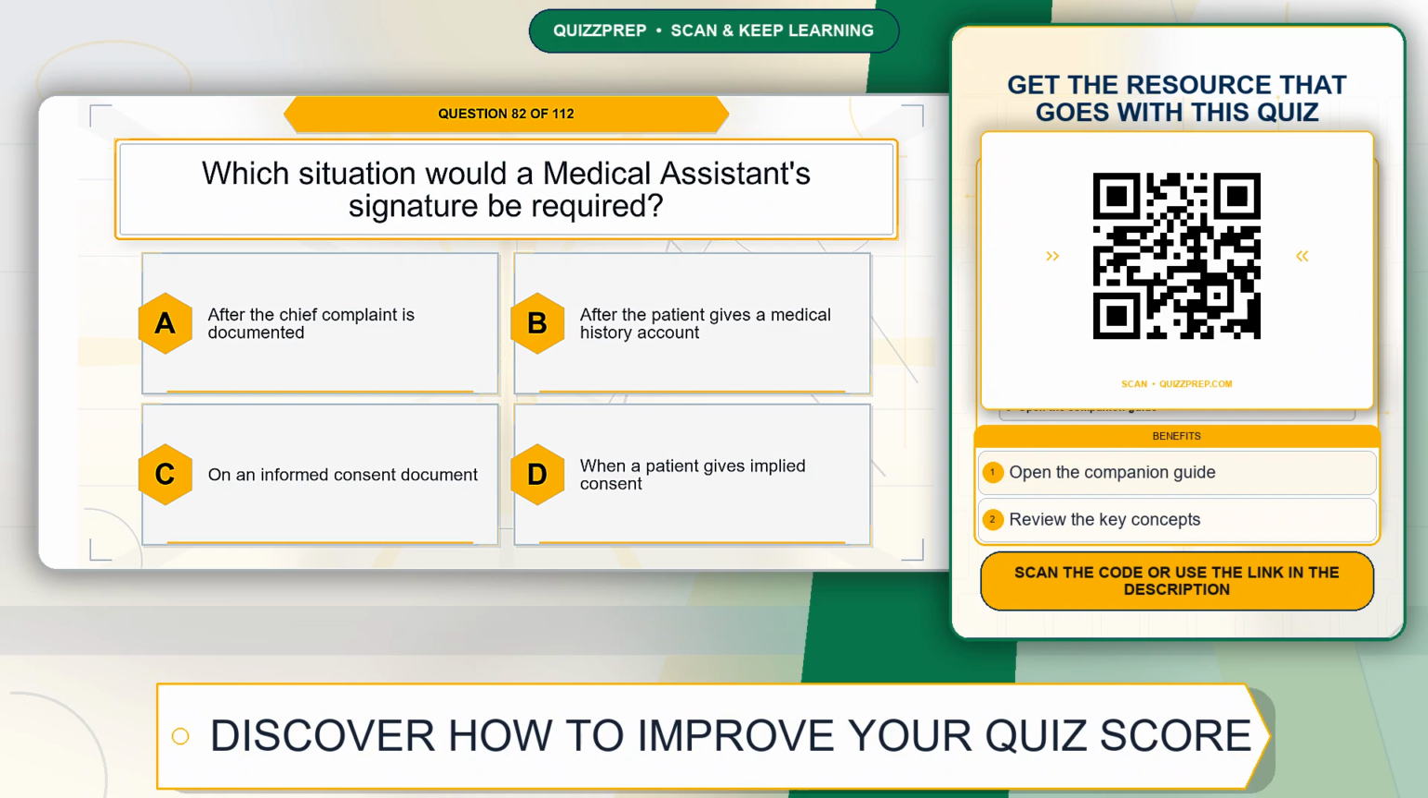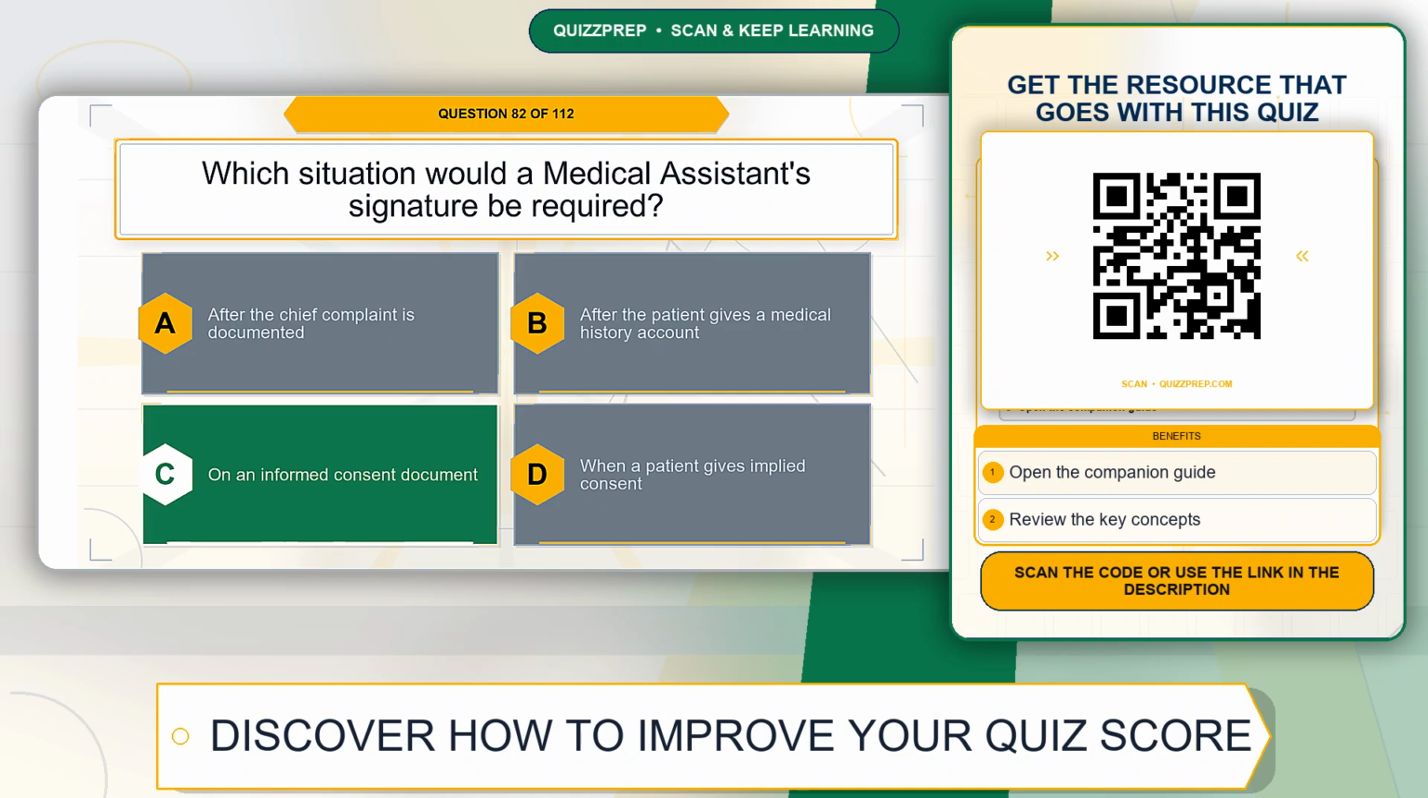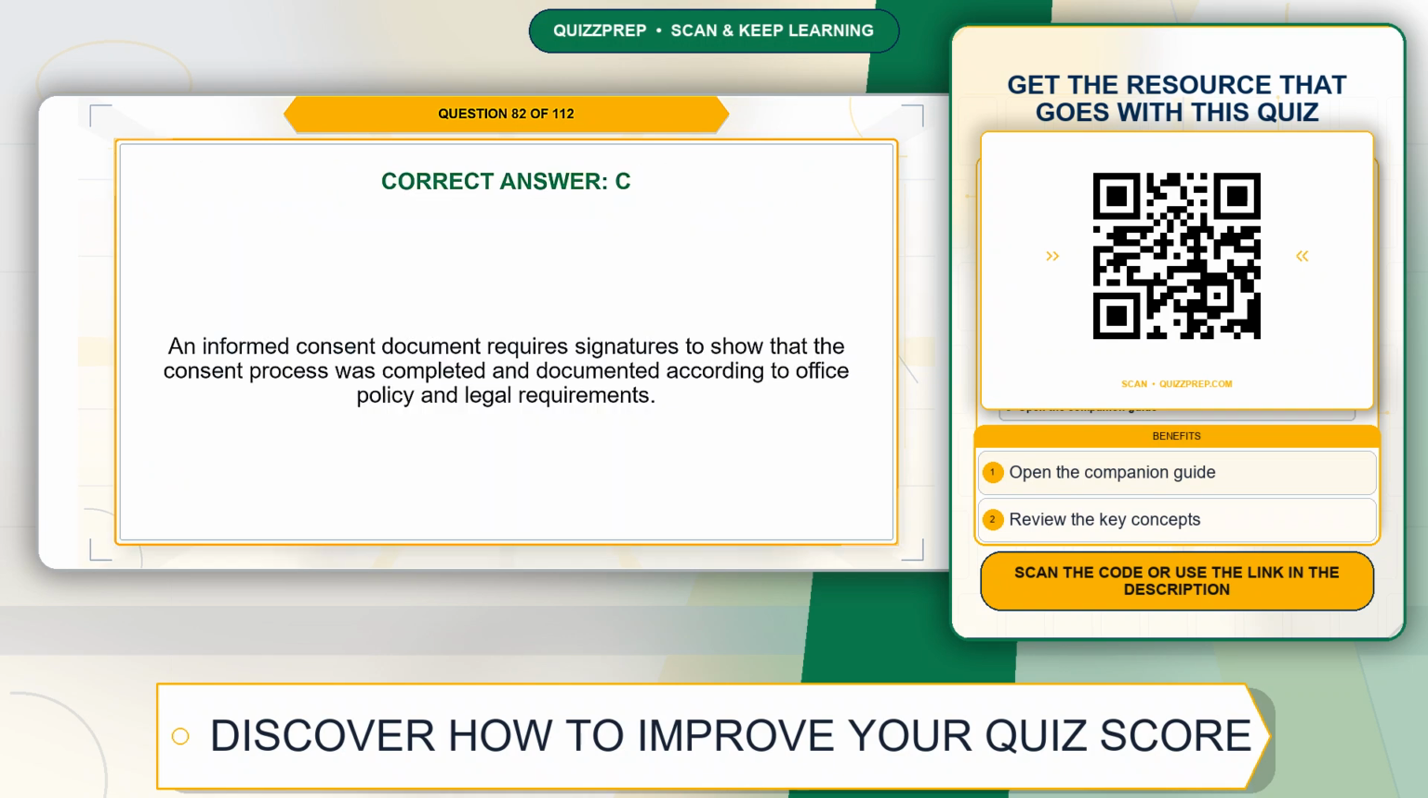Option A, after the chief complaint is documented. Option B, after the patient gives a medical history account. Option C, on an informed consent document. Option D, when a patient gives implied consent. The correct answer is option C, on an informed consent document. Explanation. An informed consent document requires signatures to show that the consent process was completed and documented according to office policy and legal requirements.